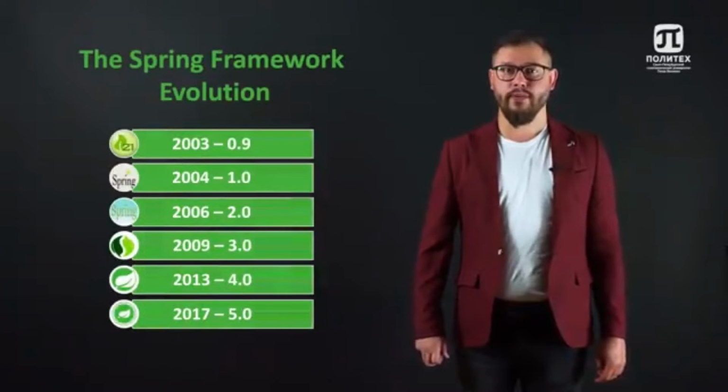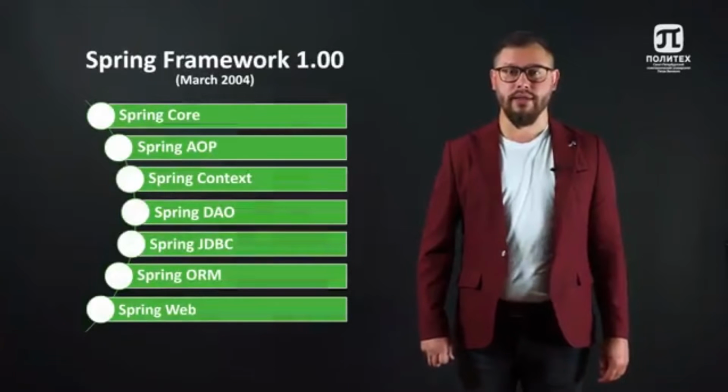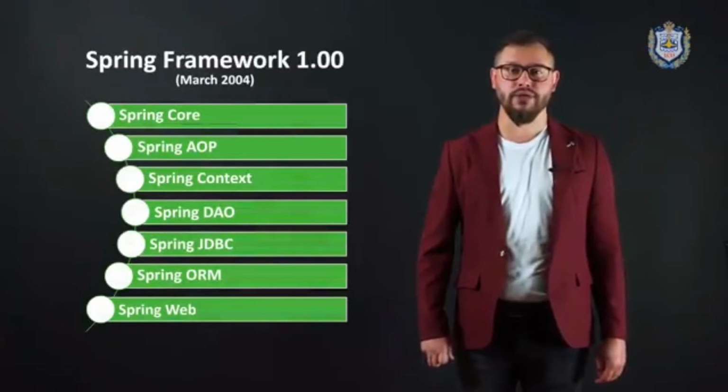History of the Spring Framework. The Spring Framework is an open source framework that has multiple versions released, with the latest one being 5. Spring Framework 1. This version was released in March 2004 and covered the following functionalities.